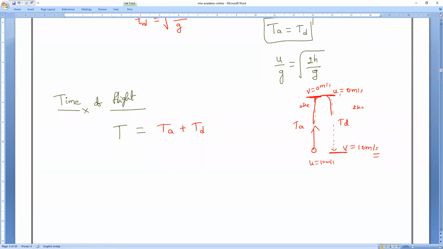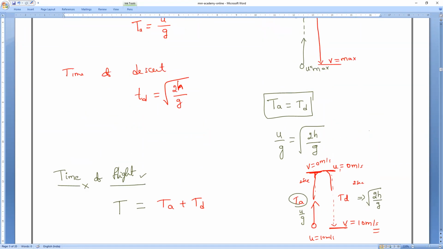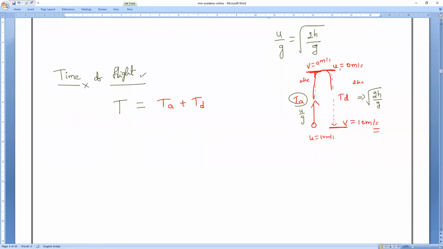Sir, they are asking time of flight. If they ask time of ascent, we will use the u by g formula. If they ask time of descent, we will use the formula root over 2h by g. But they are asking time of flight. So what do we have to do, sir? Shall we find time of ascent and time of descent separately and add them? Is it the right method? No, sir. It is the right method only.